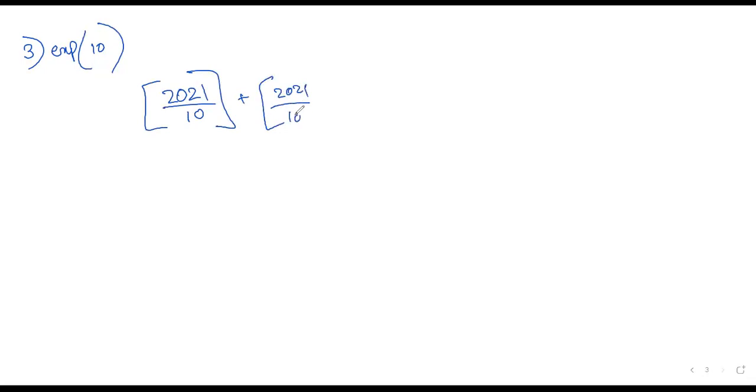2021 by square. This is actually wrong because this method which I taught in class is only for prime numbers. That method is only for prime numbers.